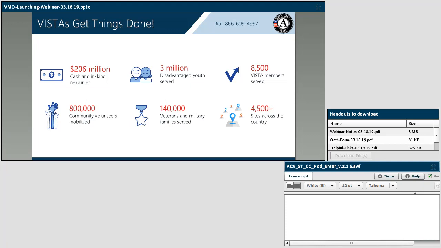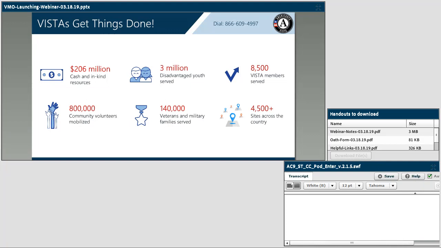And in that year, VISTAs raised $206 million in cash and in-kind donations for their sponsoring organizations. And it's important to note that that's more than twice what Congress gives the VISTA program to run the whole program. So that's amazing. There's no other federal agency that takes this congressional appropriation and more than doubles it. So way to go, VISTAs. Let's see, VISTAs have recruited, trained, and assigned some 800,000 community volunteers who collectively served more than 8 million hours.